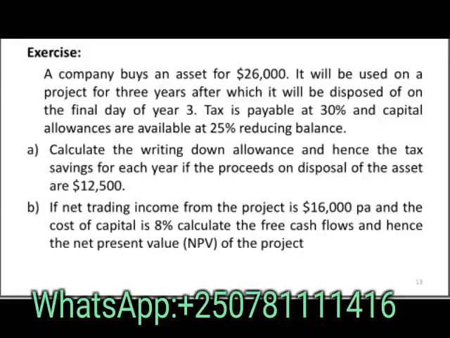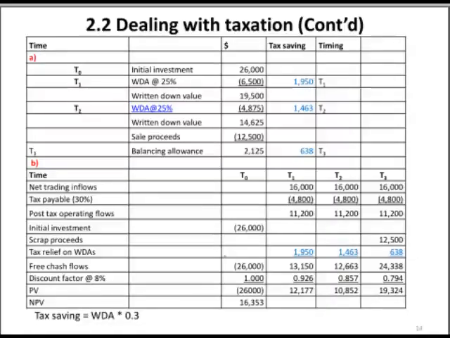Then we raise an initial investment which is equal to 26,000. We are going to subtract that. Then we have to add on the scrap proceeds, the value of the asset that remains, which is 12,500. That scrap proceeds is the amount of money they said the asset would fetch.